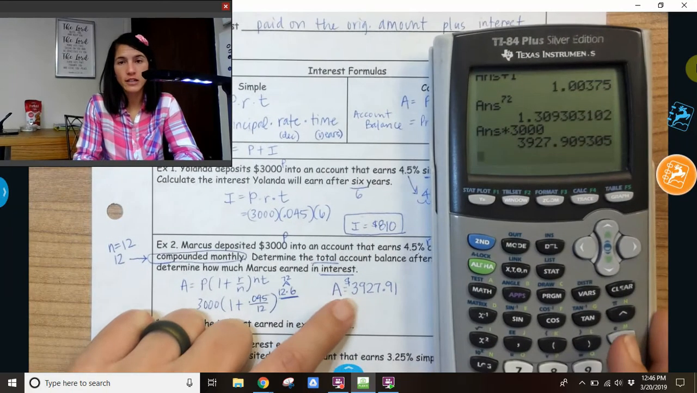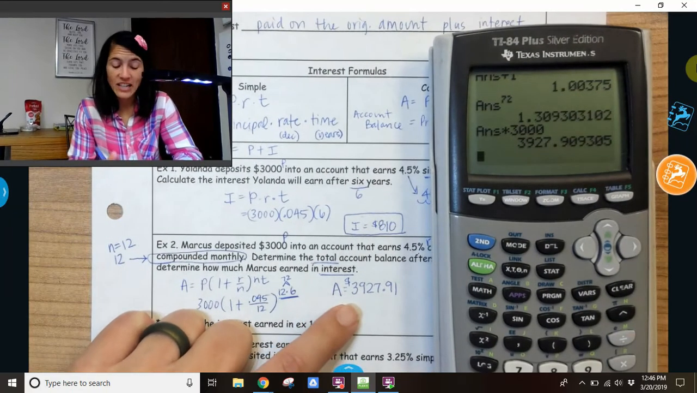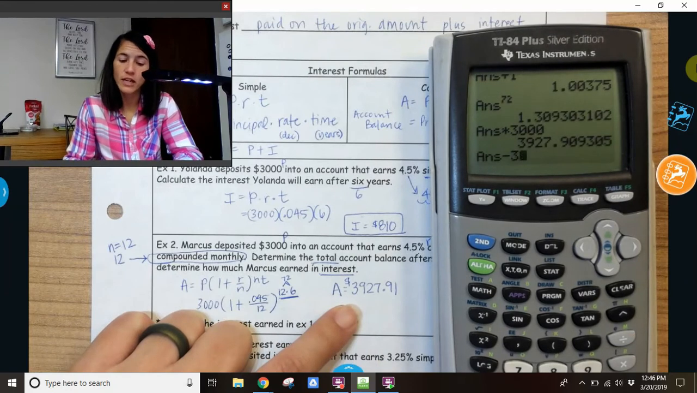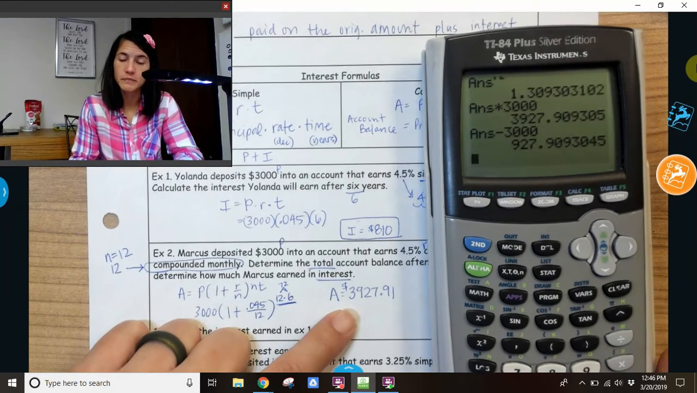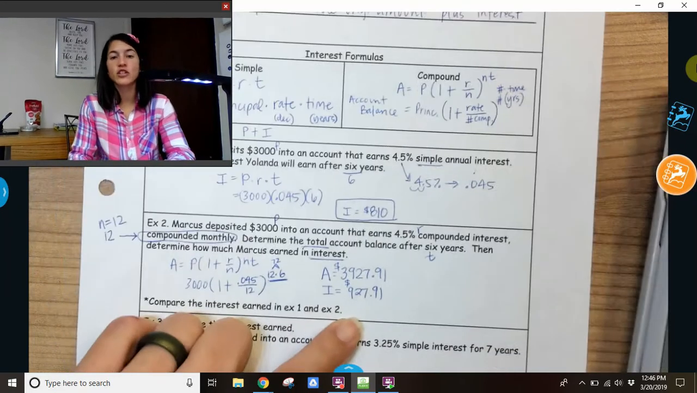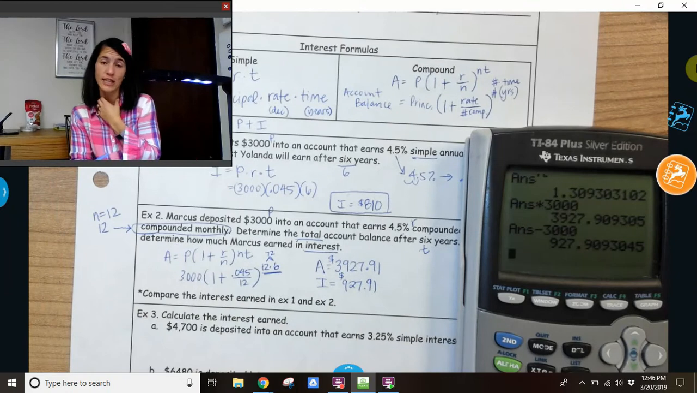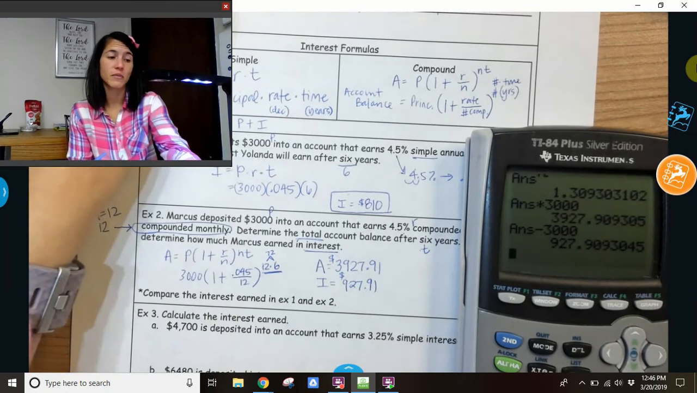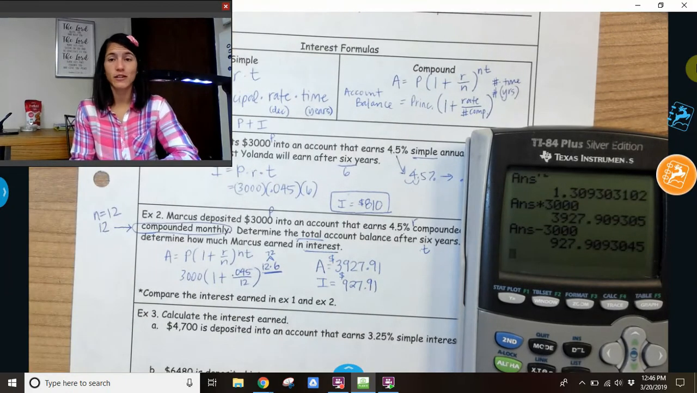Well, if this is how much he has total, he started with 3,000. We need to subtract $3,000. So his interest was $927.91. That's how much interest he had. And again, I subtracted $3,000. I hope you have your calculator with me because this could be difficult without your calculator.